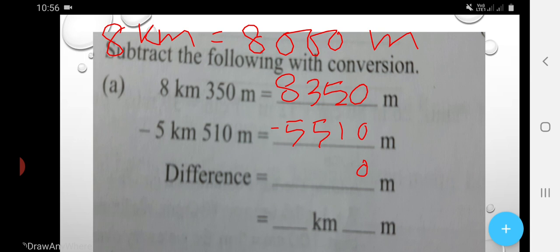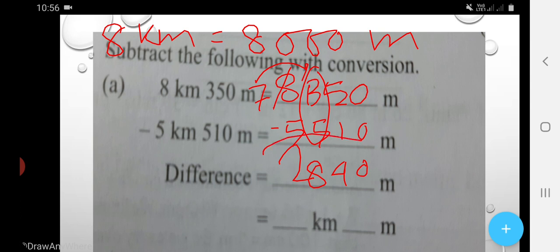Now I have to subtract this. 0 minus 0, 0. 5 minus 4, 1. 3 minus 5 is not possible. How will it be possible? If I borrow 1 from 8, then 8 becomes 7 and this becomes 13. So 13 minus 5, 8, and 7 minus 5, 2.